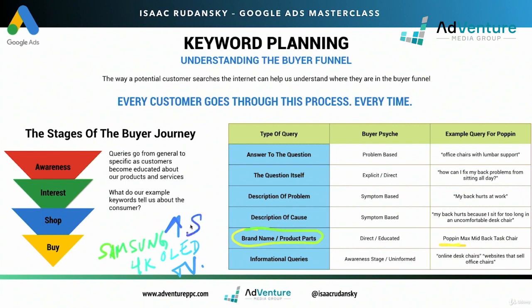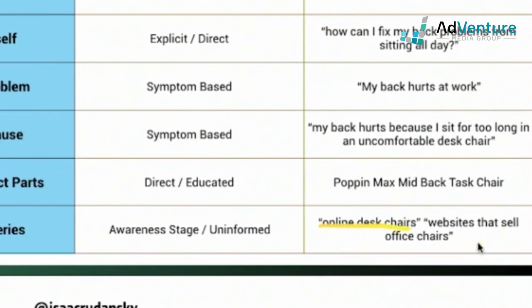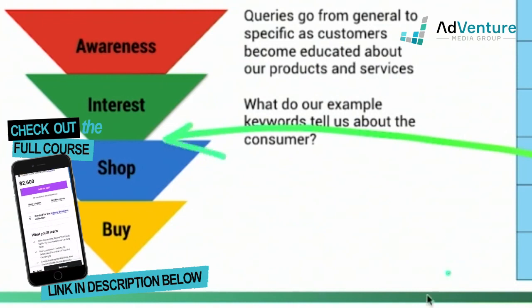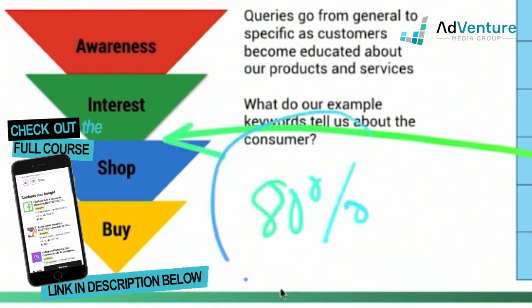You're going to have to bid very aggressively to get that spot on the page, because your competitors that also sell the same product are also going to be bidding aggressively. They're all capitalizing on the intent to buy that the user is expressing, that they're in that shop stage of the funnel. Informational queries, online desk chairs, websites that sell office chairs, those are almost all typically somewhere between interest and shop, all right? And that's where, again, 80% of your account is going to lie.